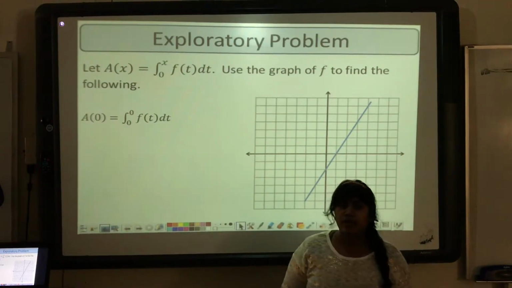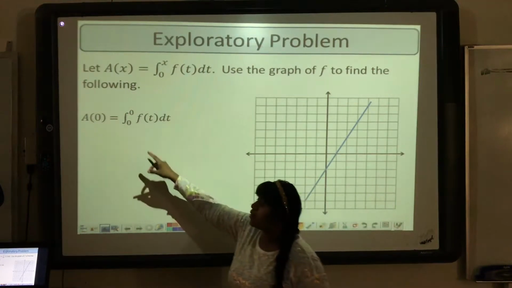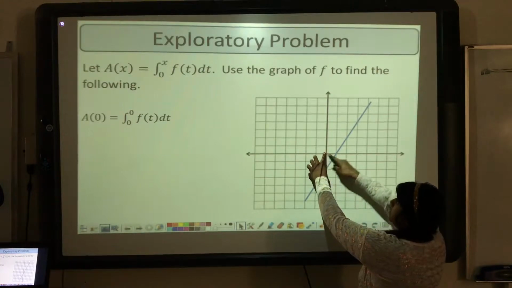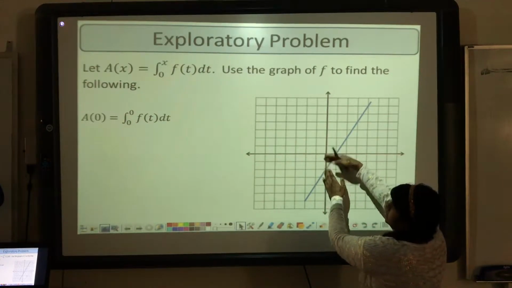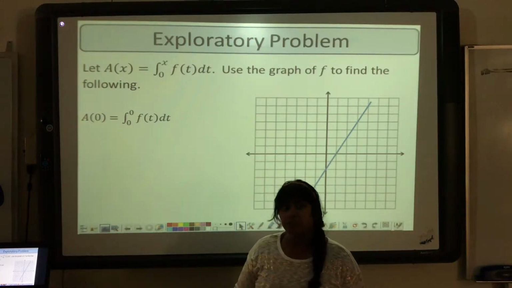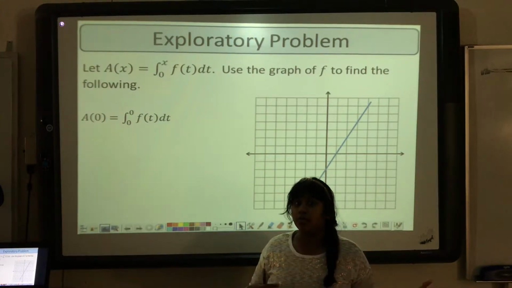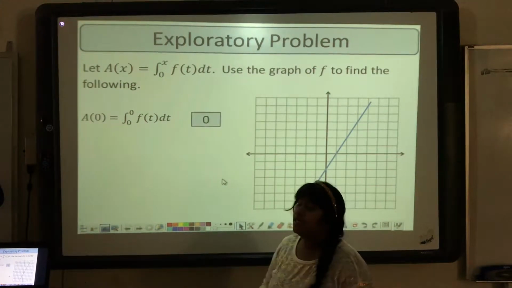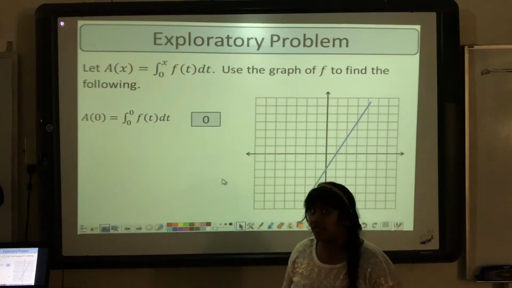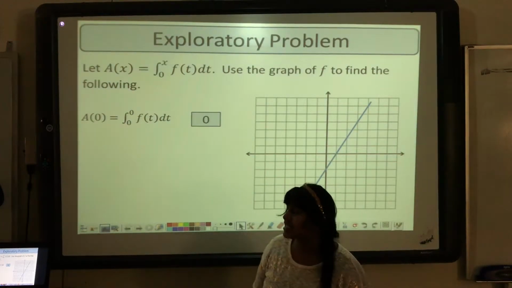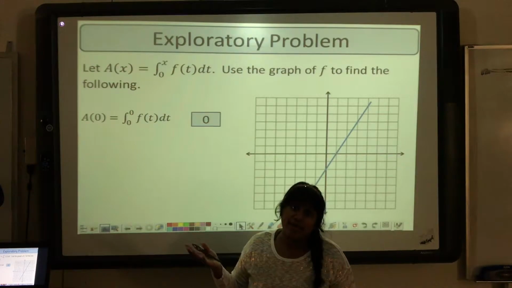Question 1, we're going to look at A of 0. So I went from 0 to 0. Did I move anywhere? If I go from 0 to 0, have I created any line to create a shape above or below in my function? No, not at all. So if I haven't gone anywhere, I haven't created area, therefore my answer has to be simply 0. This is actually a property of integration. It's our zero property. We saw that in Unit 6, but we're going to remind you today.